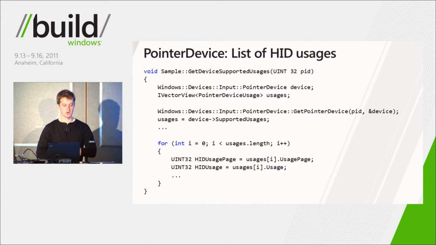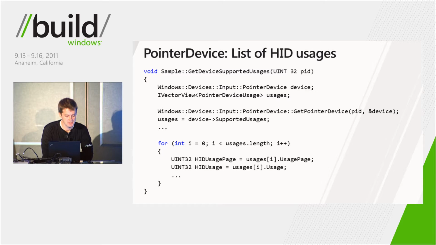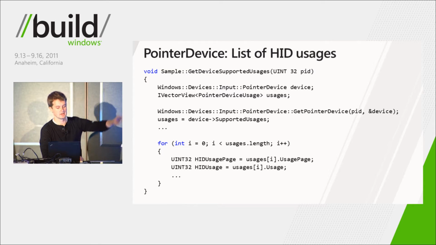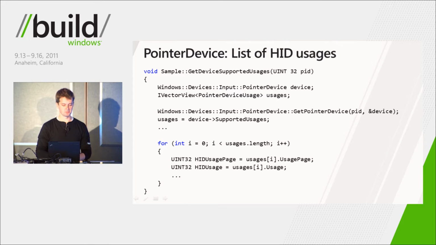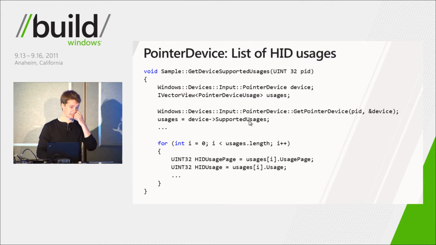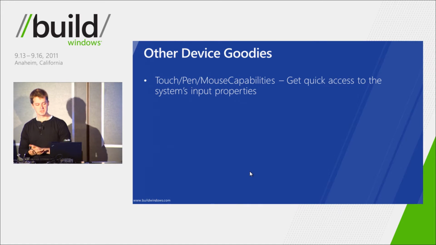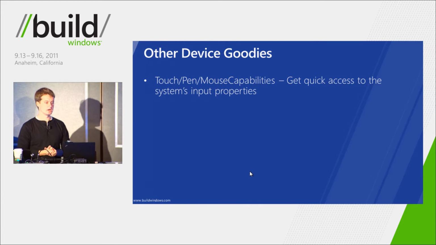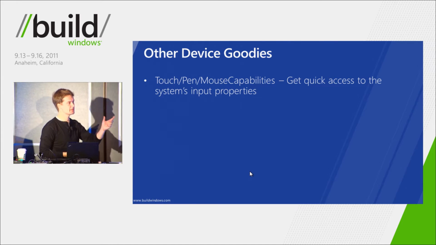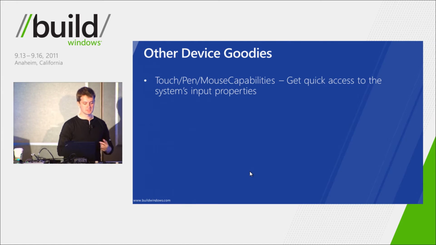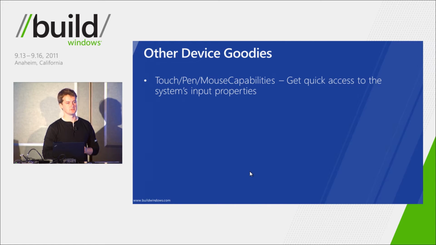Okay. If we wanted to get the list of HID usages, we'd do something like this. We can, again, if we have the pointer ID, we can call into get pointer device. With the pointer ID here, we'll get a device back. We can get its supported usages and then loop through those looking for a specific one. Like we're looking for pressure here. We can march through it looking there. Okay, a couple other device goodies quickly. There are three sort of helper APIs. There's touch capabilities, pen capabilities, and mouse capabilities. These give you very quick access to the system's input properties.